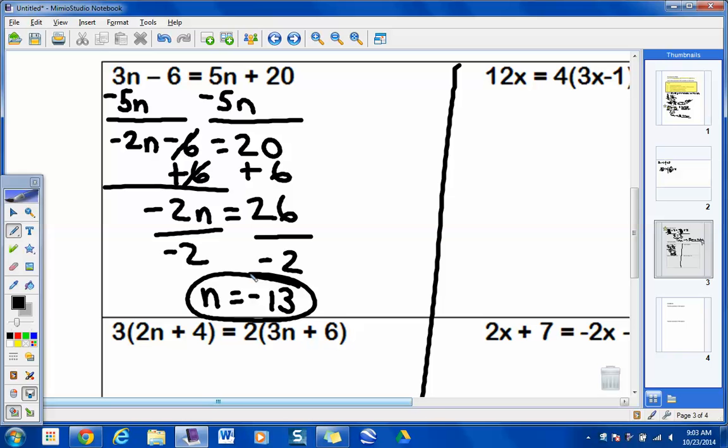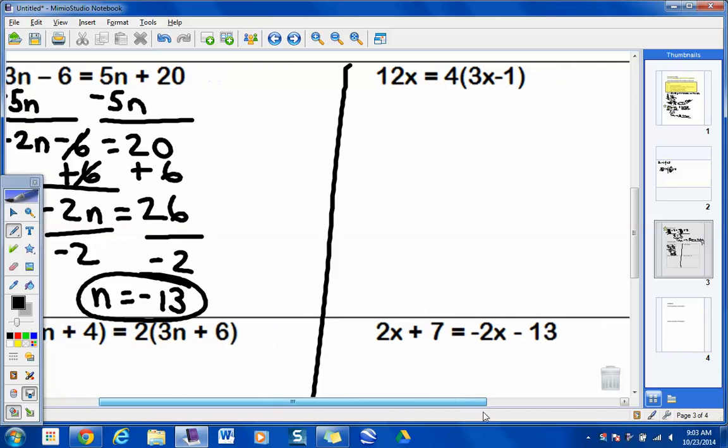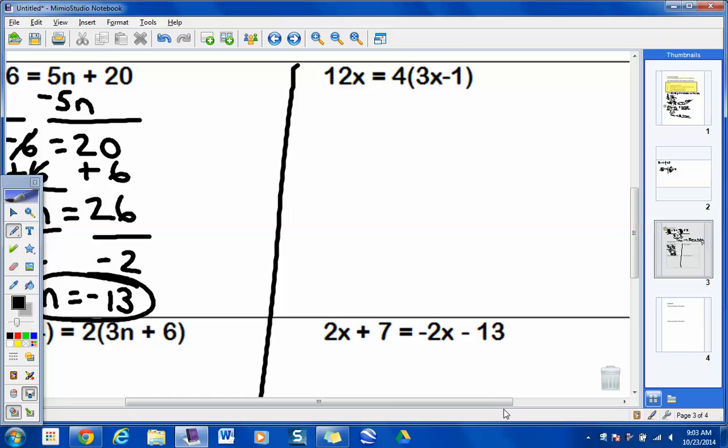Negative 13. Okay. That's terrifying. Well, it is almost Halloween, so these spooky problems are good, right, John? Yes.